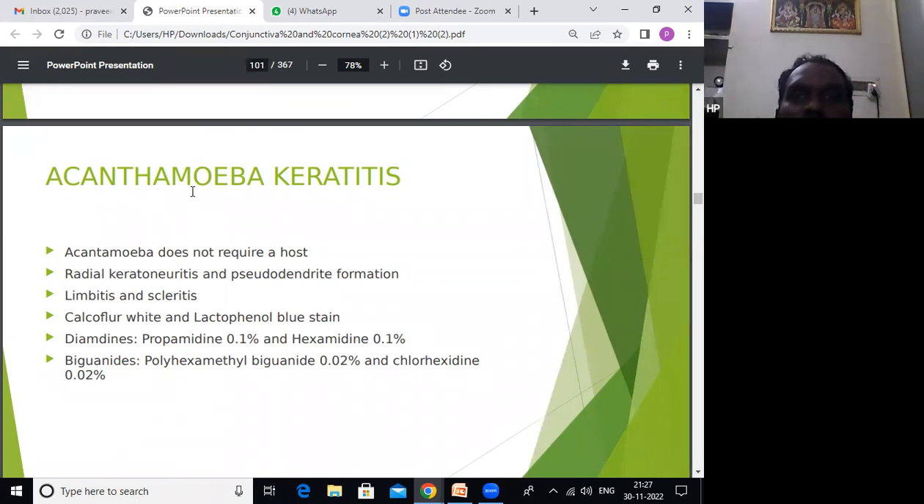What is the treatment of choice for acanthamoeba keratitis? You have diamidines and biguanides. These are the treatment of choice for acanthamoeba keratitis. The drug of choice for acanthamoeba keratitis is the question. It can be diamidines or biguanides. One of the following will be there in the answers.